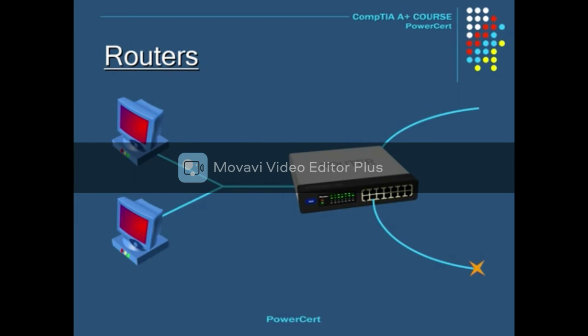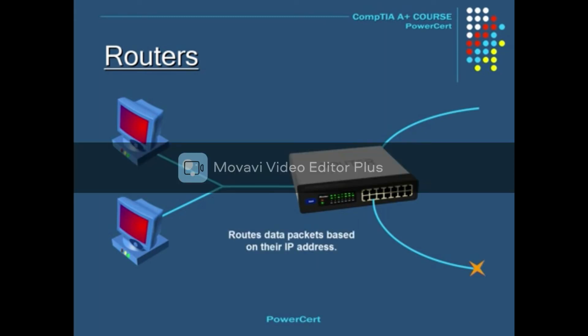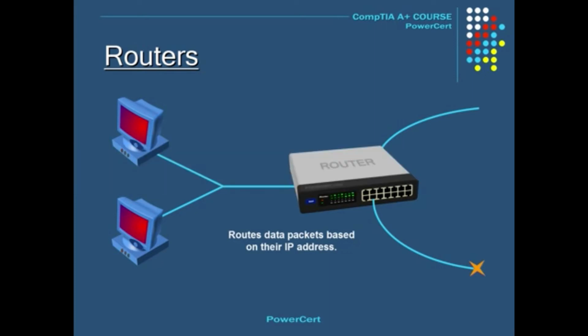Now a router does exactly what its name implies. A router is a device that routes or forwards data from one network to another. When a data packet is received, the router inspects the packet and determines if the packet was meant for its own network or if it's meant for another network. If the router determines that the data packet is meant for its own network, it receives it. But if it's not meant for its own network, it sends it off to another network. So a router is essentially the gateway for a network.